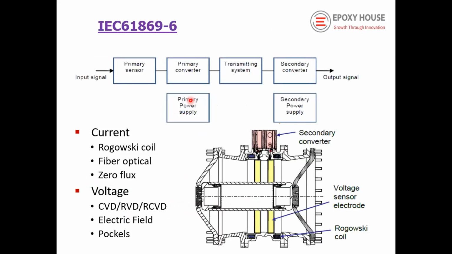Specifically, whenever you go with the non-conventional instrument transformer, you have to follow the requirements of the IEC 61850 series. So this IEC block is the primary sensor. As I said, it is any of the Pockels sensor or Kerr sensor or Rogowski sensor, any of the primary sensors. After that, the primary sensor signal is converted. After that, through the cable or any signal line, this is transmitted to the secondary converter or merging unit.